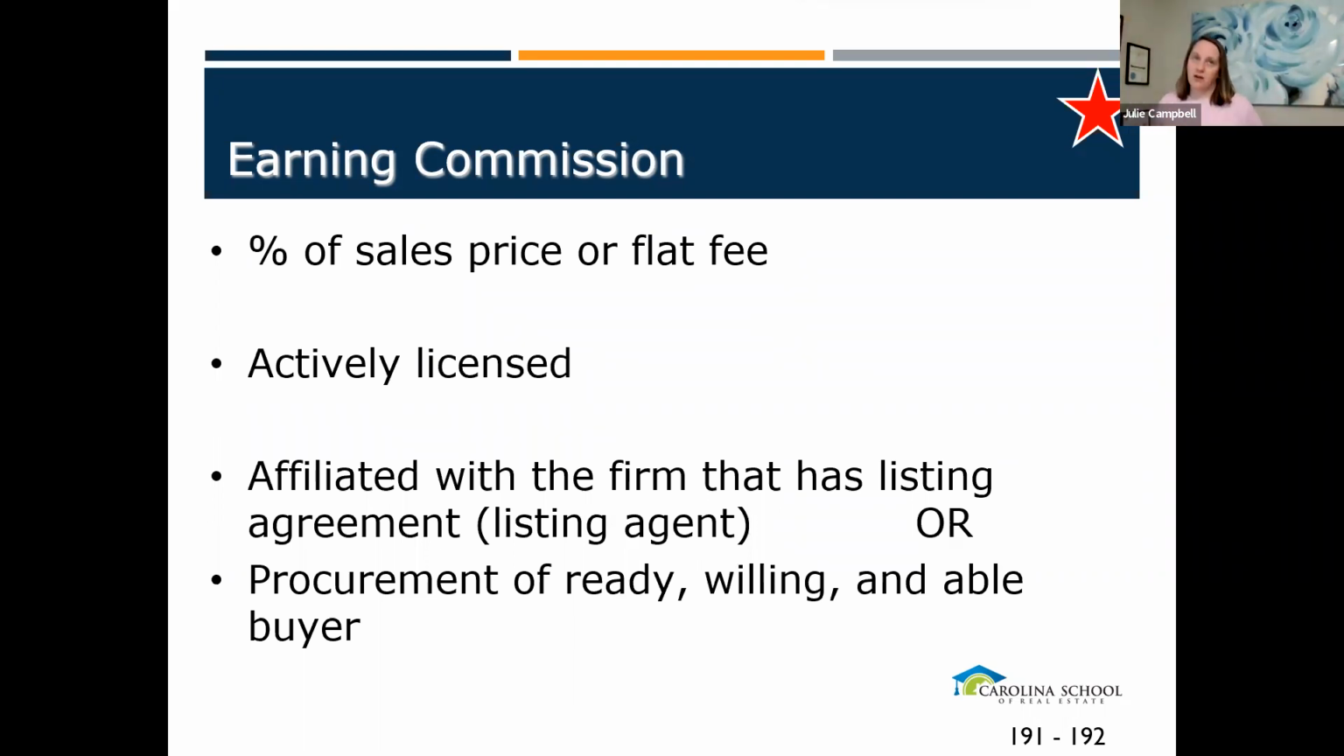The firm may decide, if the buyer or seller don't close for any reason, the firm may decide to go after the buyer or the seller for the firm's commission. You, the individual agent, cannot. Remember, that agency agreement is not between the client and you, it's between the client and the firm. So the firm would have to make the decision if they're going to go after that commission or not.